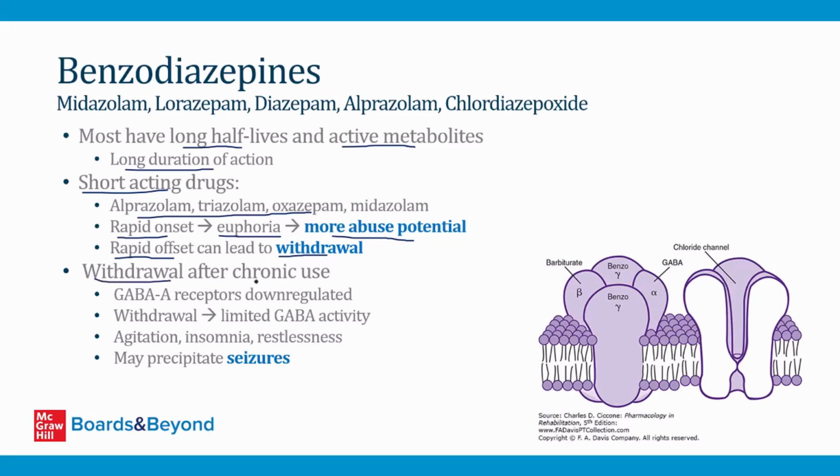And the reason that withdrawal happens after chronic use is because when you take benzodiazepines chronically, your GABA receptors become downregulated. And so if you suddenly stop taking the drugs, you have a withdrawal situation where inside the central nervous system, there is limited GABA activity. And remember, GABA is inhibitory. That means that excitatory neurotransmitter activity is going to dominate. And this can lead to agitation, insomnia, or restlessness. It can even sometimes precipitate seizures. So even though benzodiazepines are anticonvulsants used to treat seizures, you also should know that they can cause seizures in someone who's been taking them for a long period of time who enters into a withdrawal state.